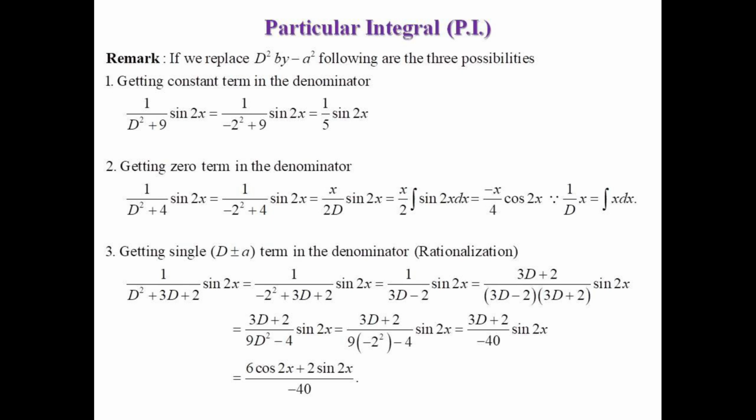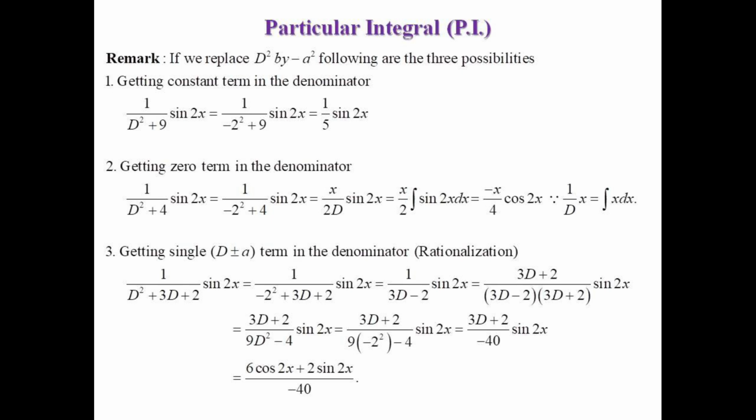So in this case, apply the operator 1 upon D on x, which is equal to the integration of x dx. To remove the D term, we can write this as x upon 2 into the integration of sine of 2x, which is minus cos of 2x upon 2. So finally we get minus x upon 4 into cos of 2x. That means the second case is that when we get a 0 term in the denominator, we attach x on the numerator and take the derivative of the denominator with respect to D.